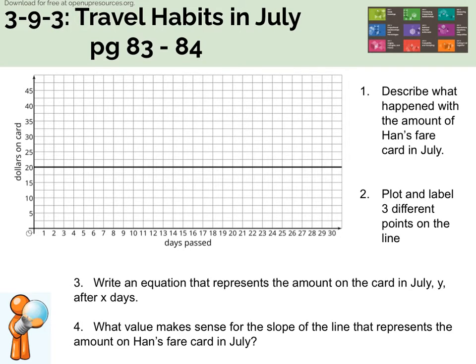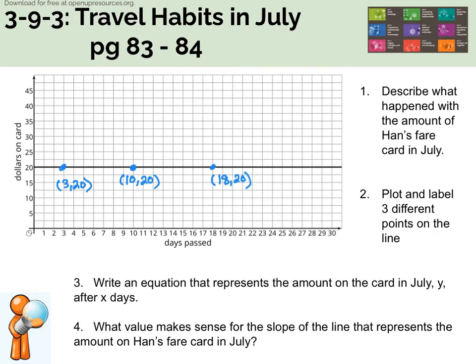So what happened in July? Well, the amount of money that was on Hans' card is $20. It didn't change at all. There's no change. So on number 2, plot and label 3 different points on the line. Go ahead and pause at this moment and do that.